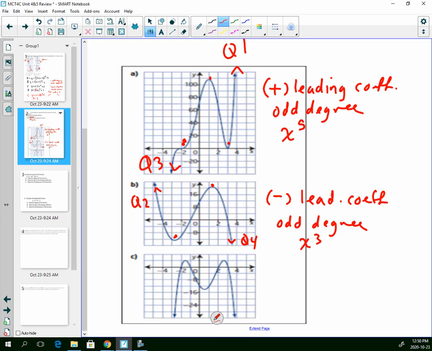And then the last one also has a negative leading coefficient because it's headed down. The ends are going in the same direction, quadrant 3 to quadrant 4, so it must be an even degree.